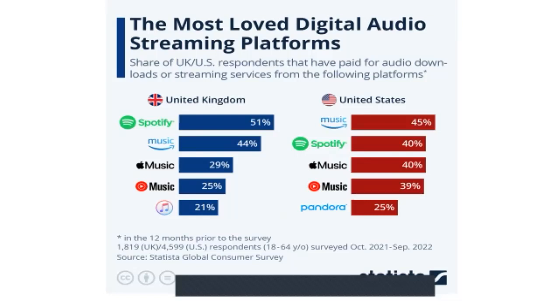Well, to do a comparison, we're looking at this slide from the United Kingdom versus the United States. In the United Kingdom, Spotify is the king of the hill, and Amazon Music is secondary. In the US, it's just the opposite: Amazon Music is 45%, Spotify 40%.